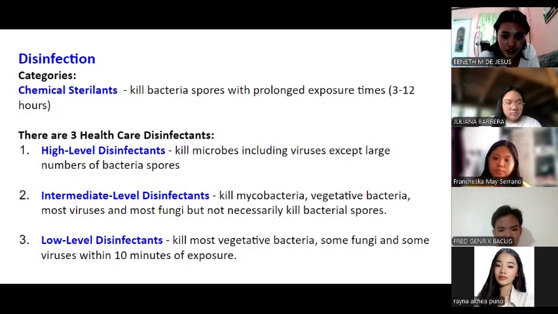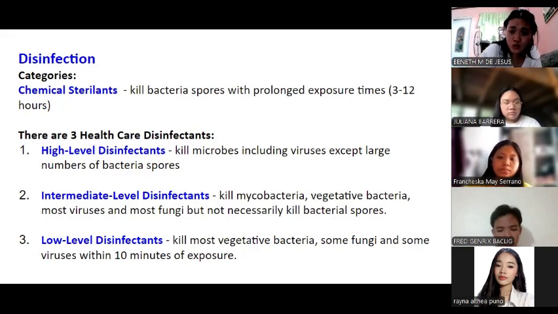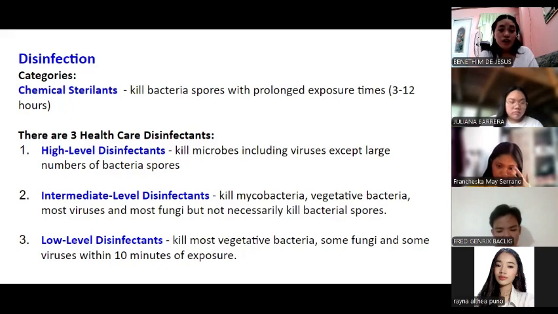So for the intermediate level disinfectants naman, kill mycobacteria, vegetative bacteria, most viruses, and most fungi, but not necessarily kill bacteria spores. So ang intermediate level disinfectant is used to disinfect some critical items and some non-critical items that can potentially be on you. In healthcare settings, this typically means clothing, scrubs, or workwear that may come into contact with problematic bacteria, infectious material, or even blood-borne pathogens.